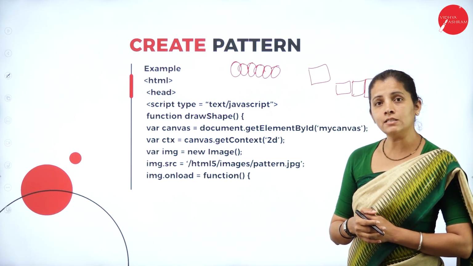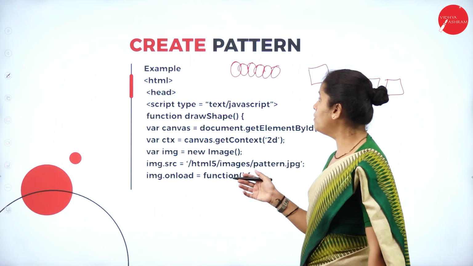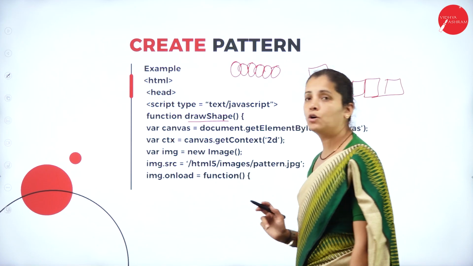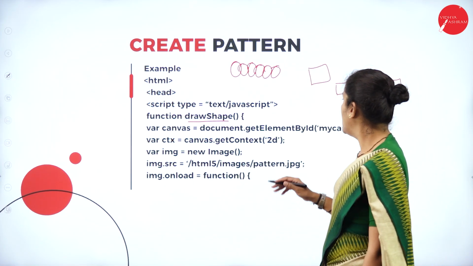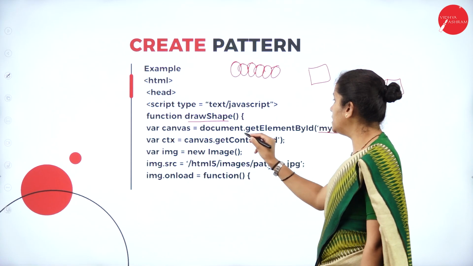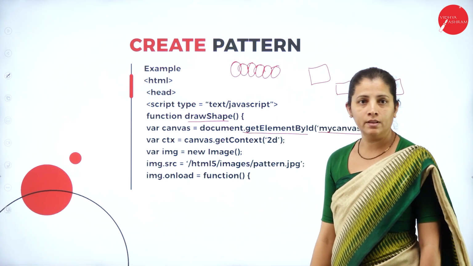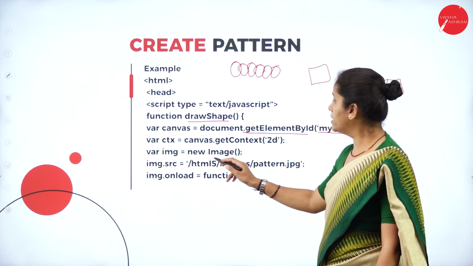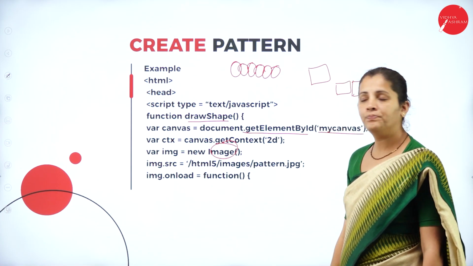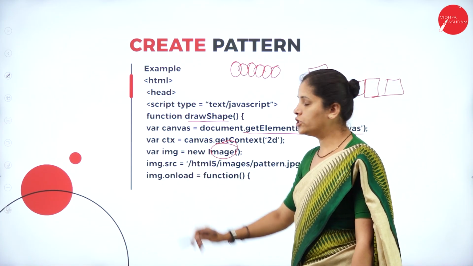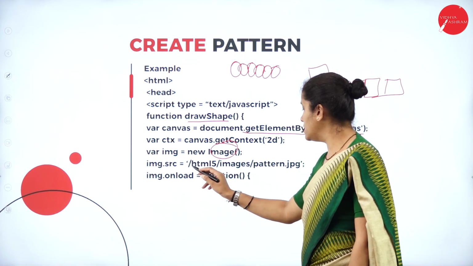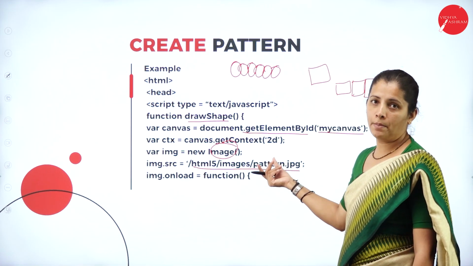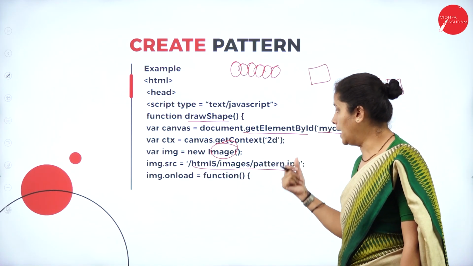Now, Canvas supports pattern. How to write a pattern? See here, I have a method called drawShape. How am I going to get the canvas ID? That is through getElementById. Now what I want to do is create an image, so new Image. Using the image's .src, I'm going to write the source of the image, that's nothing but the complete path.